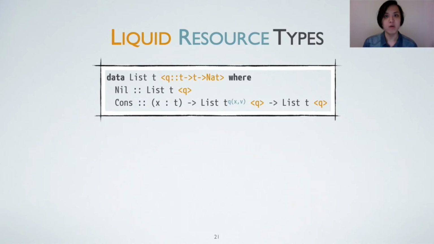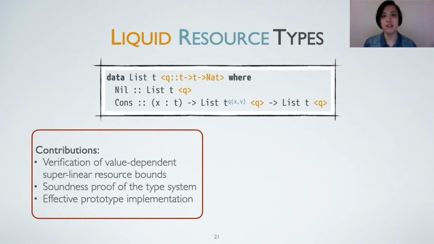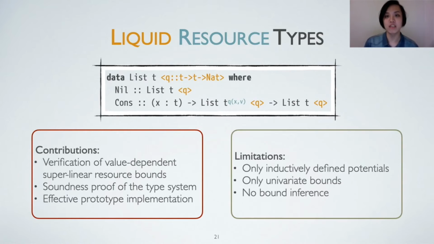In summary, we propose liquid resource types as an extension of liquid types to express and automatically verify value-dependent superlinear resource bounds of functional programs. We formally prove the soundness of our type system and implement a prototype type checker that is shown to be effective in our experiments. Our work still has a bunch of limitations.